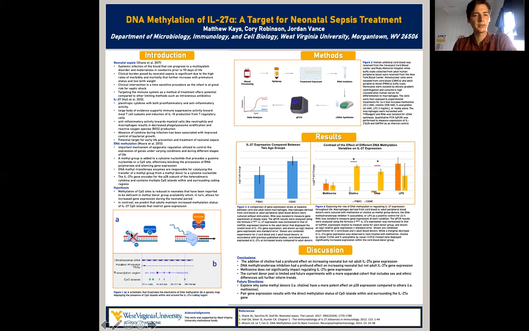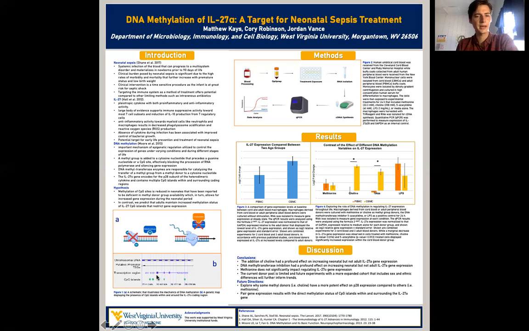DNA methylation is shown down here in panel A. You can see a methyltransferase enzyme adding a methyl group to this gene, and this occurs at a CpG site, and it will effectively block the progression of RNA polymerase, which will therefore inhibit transcription.